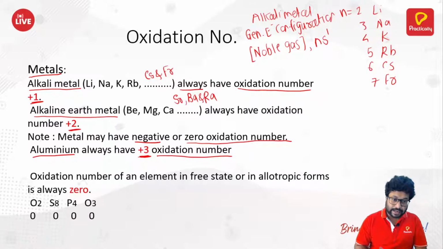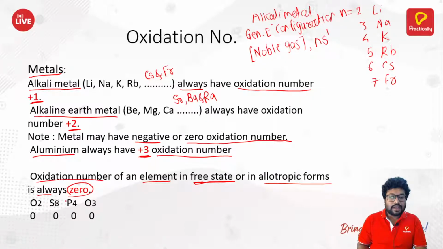Next, oxidation number of an element in a free state. Free state means what? Uncombined state, right? Oxidation number of any element in a free state or allotropic forms is always 0. So O2 is the allotrope of oxygen along with O3. S8 is the allotrope of sulfur. P4 is the allotrope of phosphorus. Again, the O3 is the allotrope of oxygen.